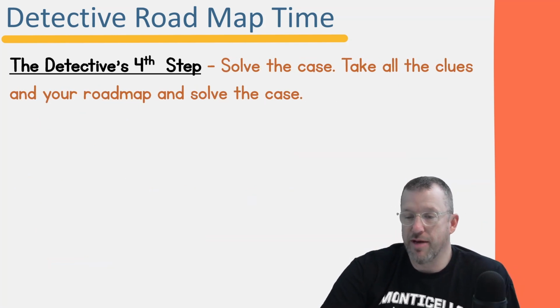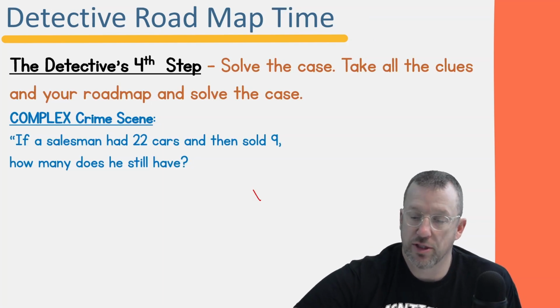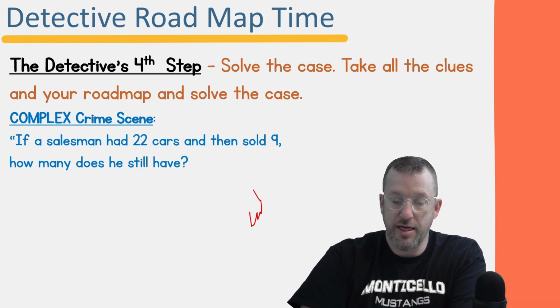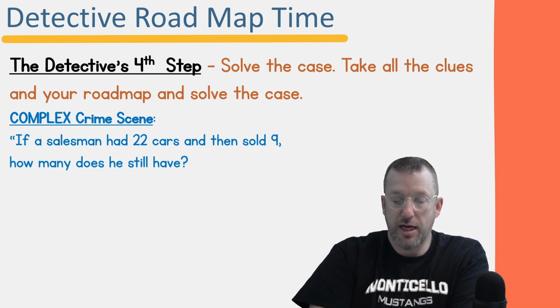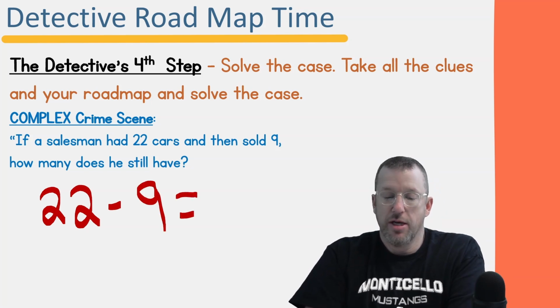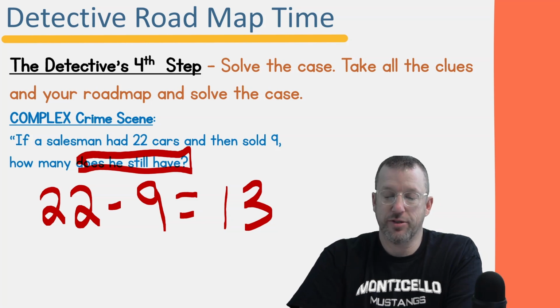And then we just take our roadmap and we solve it. So if we had a salesman who had 22 cars and sold 9, what would our situation look like? We would say 22. Okay, we would go back to our original idea. And we would say, let me do this in highlighter because it tends to make it look a little better today. So if I had 22, okay, and I sold 9, which means I got rid of them, I gave them away, I sold them, 22 minus 9 is going to be, I have 13. So I have 13 cars left over. And that's the answer to that problem.